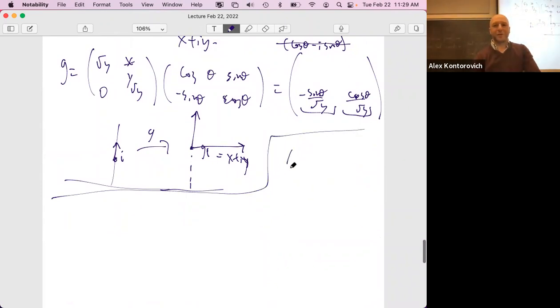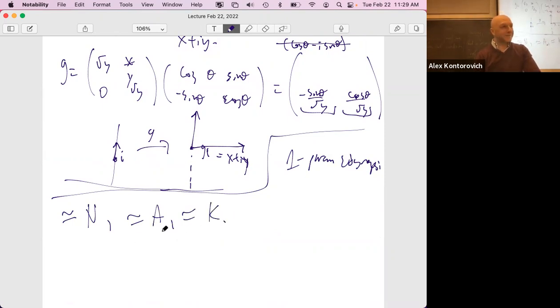So the one parameter subgroups of G are either something that's an N, or something that's an A, or something that's a K. They're either diagonalizable. What do you mean by one parameter?